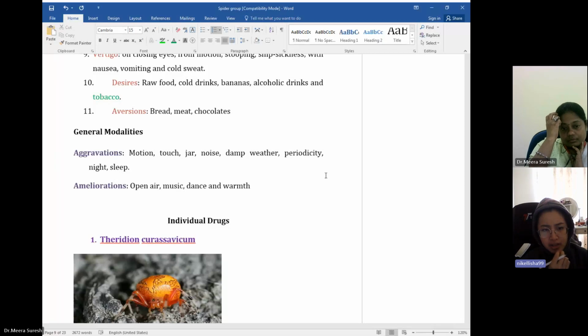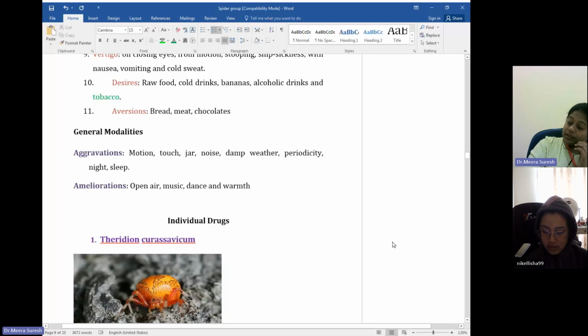The snake remedy? Yes, Lachesis. So we see that they have a lot of similarity with Lachesis, actually because of this hypersensitivity we see in Lachesis, some of the mental symptoms, the periodicity, aggravation at night or from sleep. So when we go to the individual drug, we can see comparisons between the spider and the lac or the snake remedies.